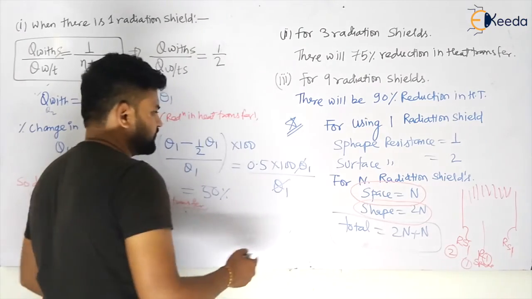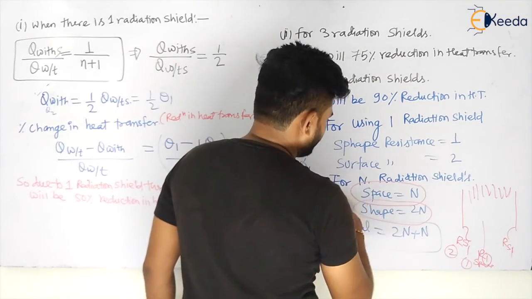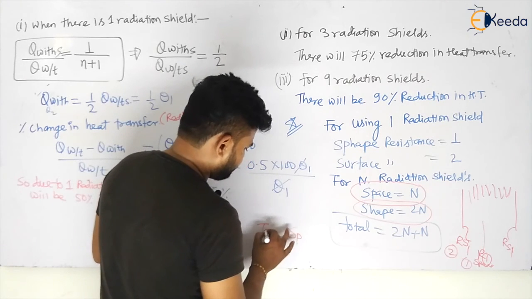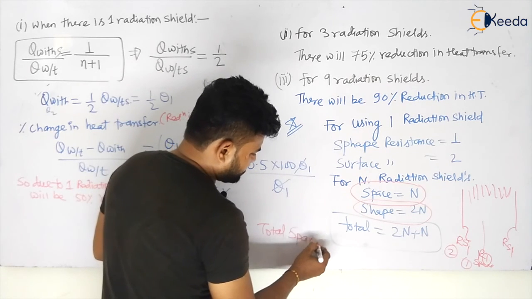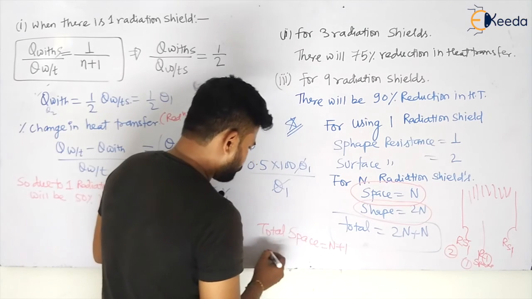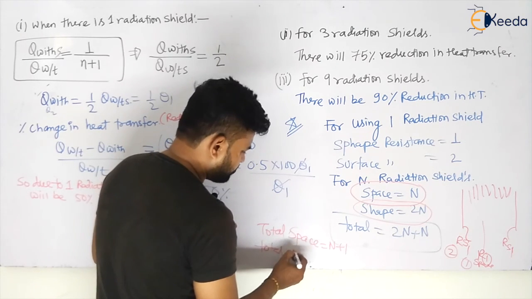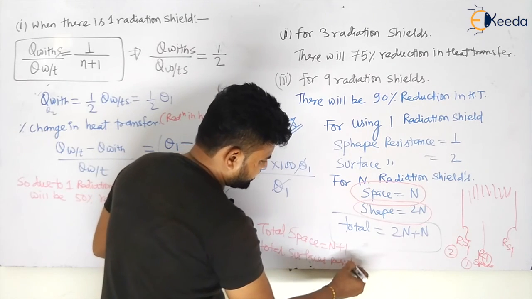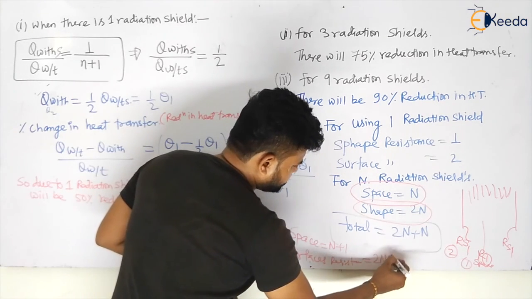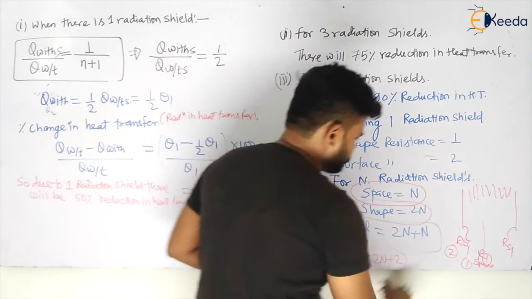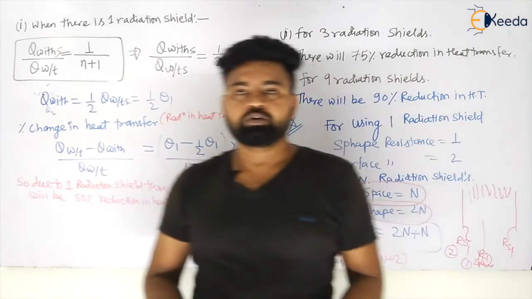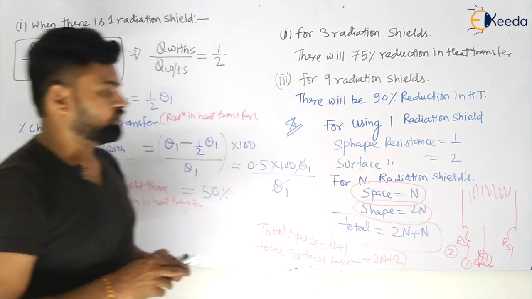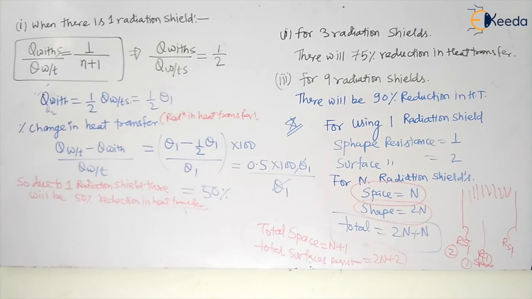So what will the total resistance be? For n radiation shields, total space resistance will become equal to n plus 1. Total surface resistance, so already 2 surface resistances are there, so total surface resistance will become equal to how much? 1 plus 2, my dear students. And there can be one more question on this. Okay, hope you have understood the radiation shields and you have enjoyed the concept, my dear students.